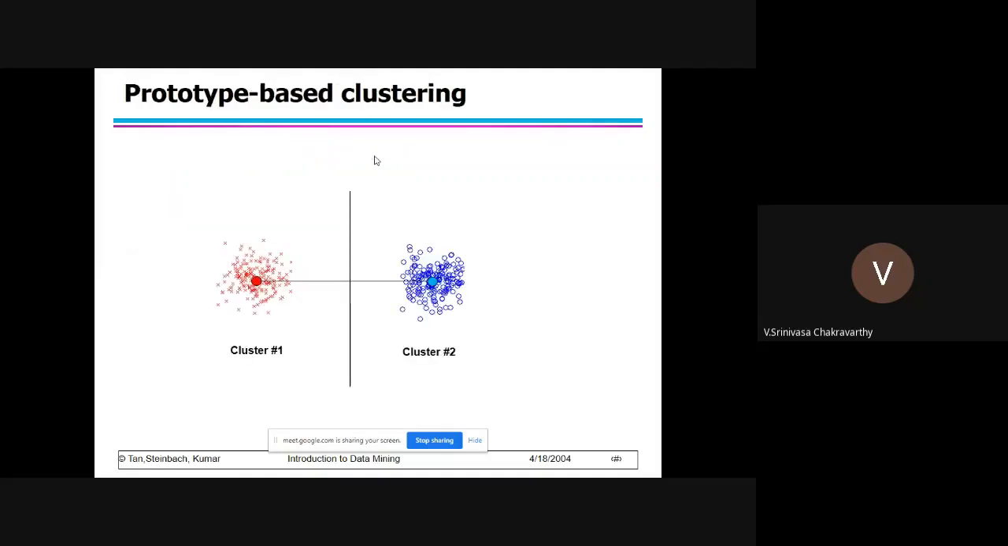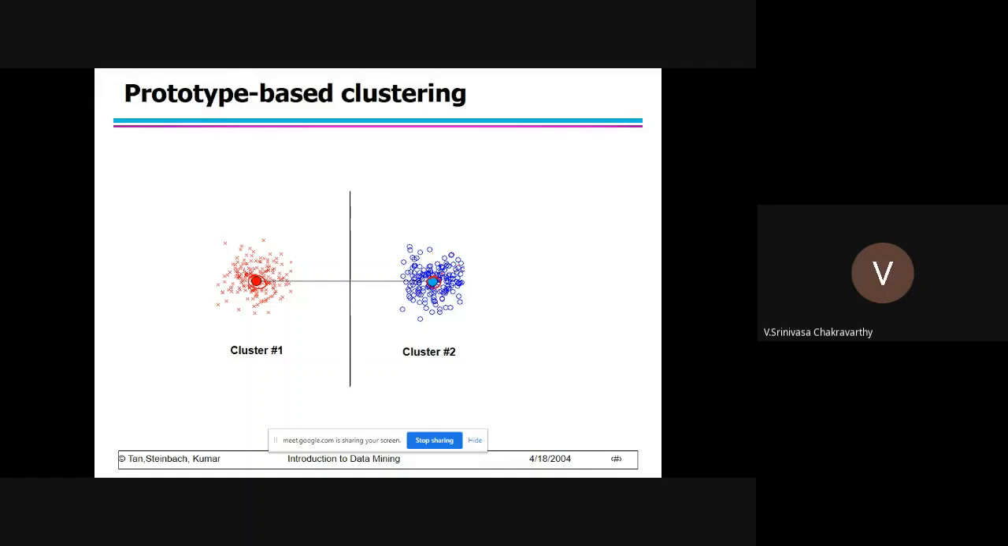So in prototype-based clustering, like I was mentioning yesterday, each cluster is represented by a prototype or a representative point, which is usually called a centroid. So in this example, you can see that there are two clusters, and each cluster has a representative point. For example, this red dot here represents this entire data set. This blue dot here represents this entire data set. So all the points for which the red dot is the closer centroid, for example, all these points, this is closer than the blue dot. So all these points form one cluster. Similarly, all the blue circles form another cluster.